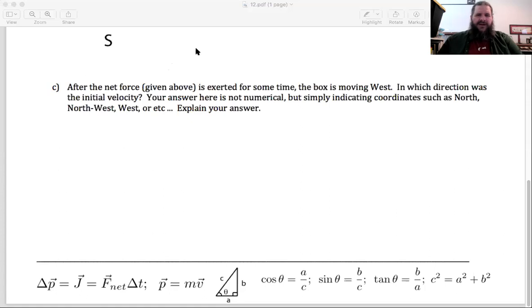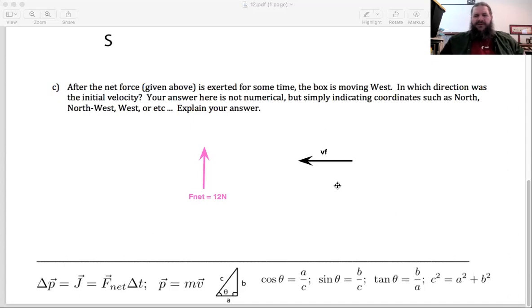So if we have just a 12 Newton force, and I'm going to draw this smaller here so we have more space to work with. If the net force is 12 newtons, and we know that after some time, the box is now moving to the west. So we know V final is to the west. And we want to know which direction was the initial velocity.